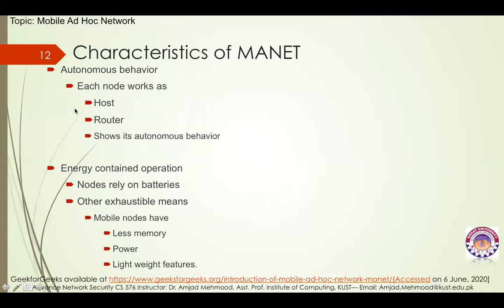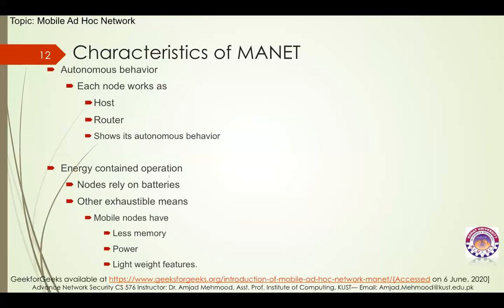Autonomous behavior: each node works as a host and a router, and shows autonomous behavior, as I mentioned earlier. Each node will be performing its job; sometimes it will be a host, sometimes a router, sending information to the next hop, because there is no human intervention or administrator intervention available in such kinds of networks.